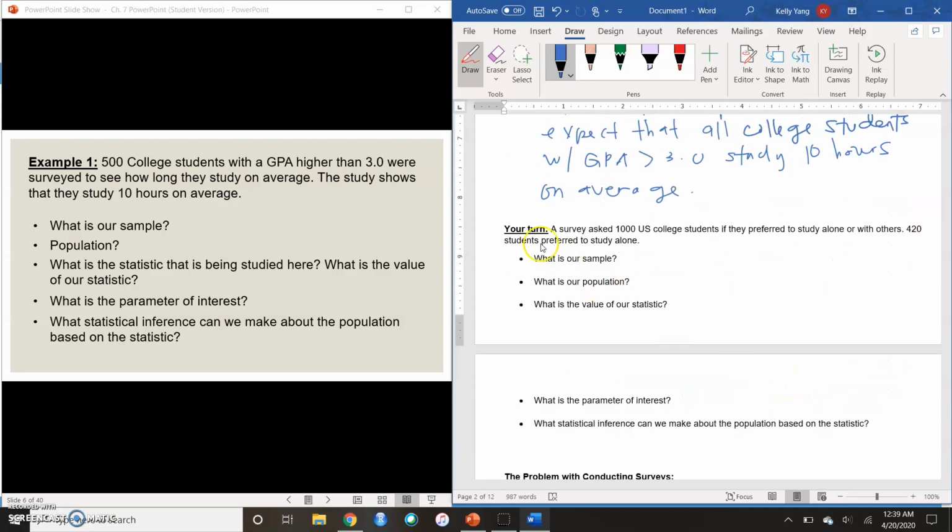In this next example, I want you to go ahead and try to answer these questions. It's going to follow the same format, except that you're doing it on your own.